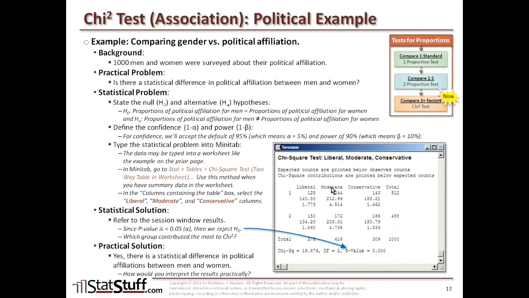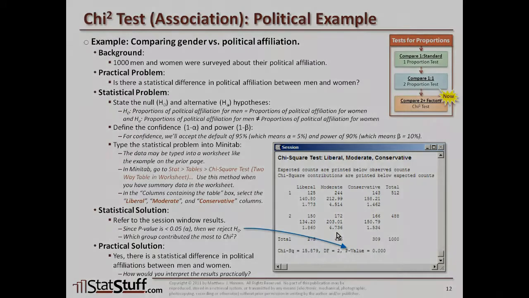So we turn our focus to the moderate men and moderate women, since those had the highest contribution to the Chi-Square test statistic. So we'd say yes, there is a difference because our p-value tells us that, but we would turn our focus more specifically to the moderate men and women because they contributed most to this Chi-Square test statistic.